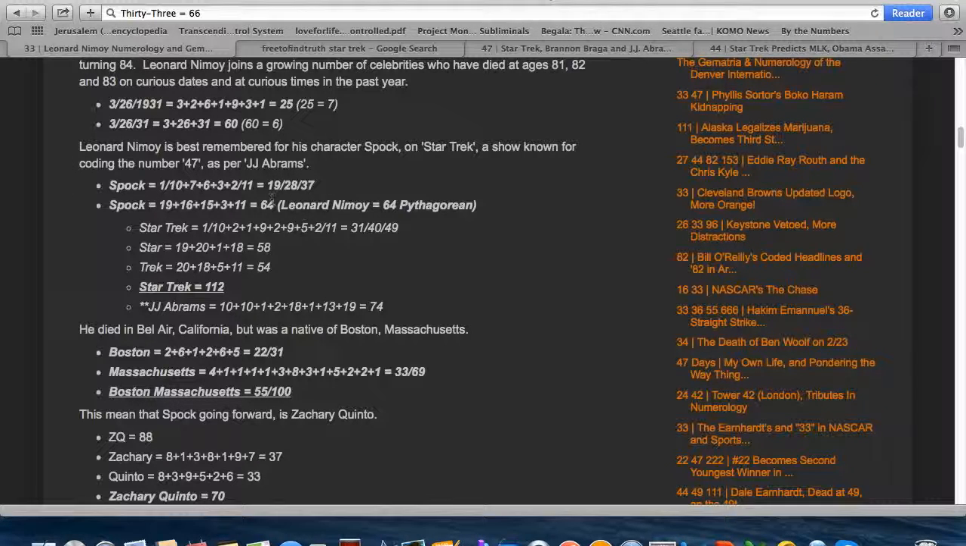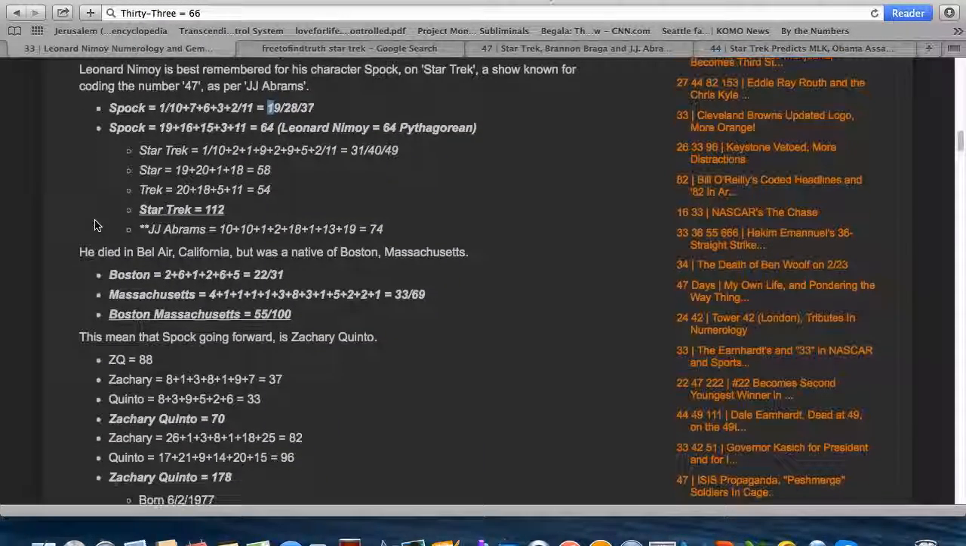Again, Spock with simple English gematria is just like Leonard Nimoy with Pythagorean gematria. Spock with Pythagorean gematria becomes 19, 28, and 37. Numbers of significance, 28 days in the month of February, which he died. 19 is a number of much significance.